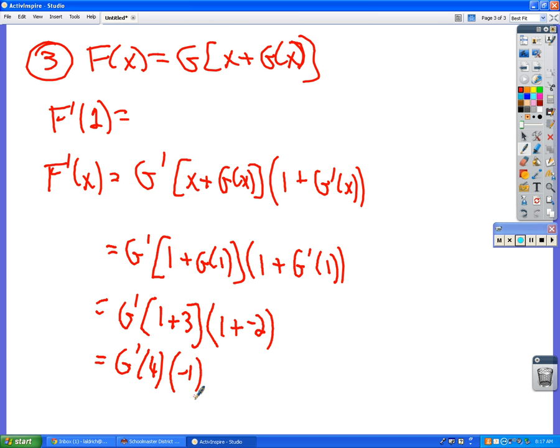Rise over run, gentlemen and ladies. Oh, that's 2. Rise over run. Yeah, I said that earlier. 2/3. Okay, that little straight line there, if you go from one corner to another corner, it went up 2 over 3. So g prime of 4 is 2/3 times -1 is -2/3, which is the answer choice.